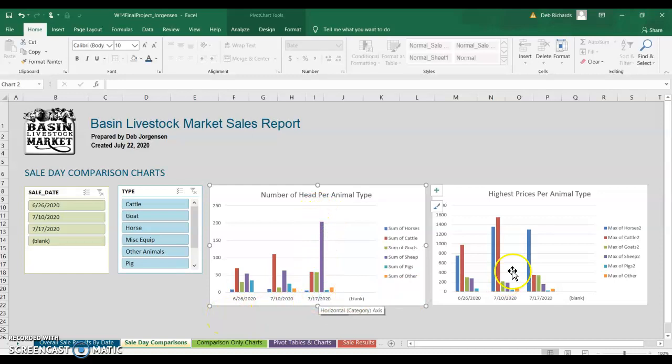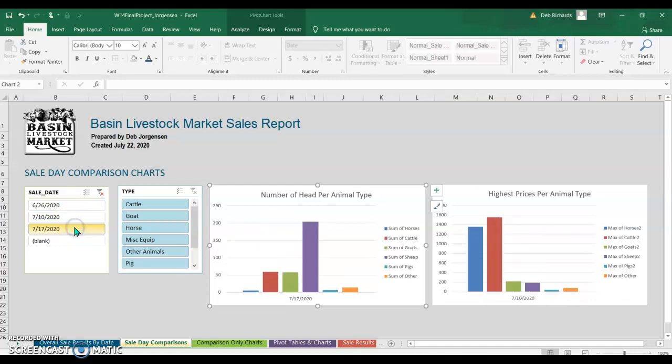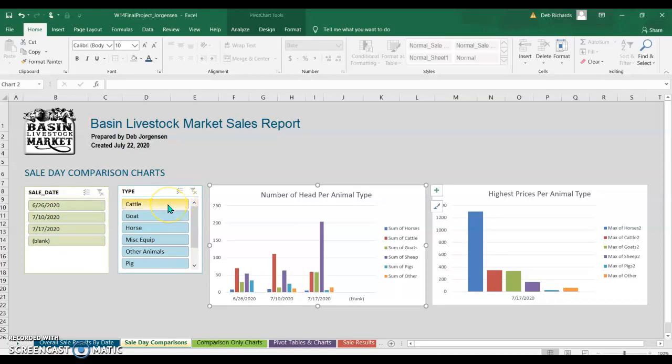This is number of head, and over here we have the prices, the highest price that sold that day, which is oftentimes what buyers like to see, what was the highest. So you can also do a sort. You can just look at what happened on the 10th, what happened on the 17th. I do have a blank because I left lots and lots of room for every sale that we have in the future. So eventually this should keep listing each sale.